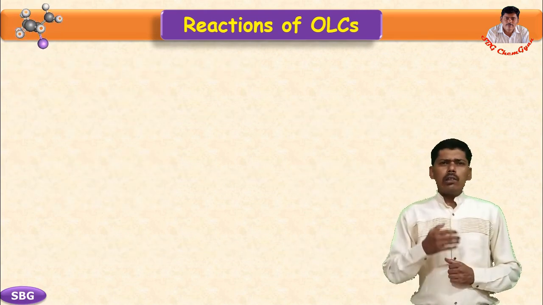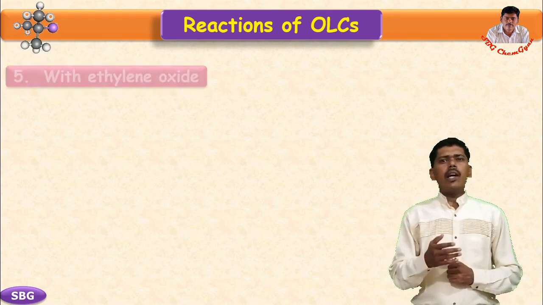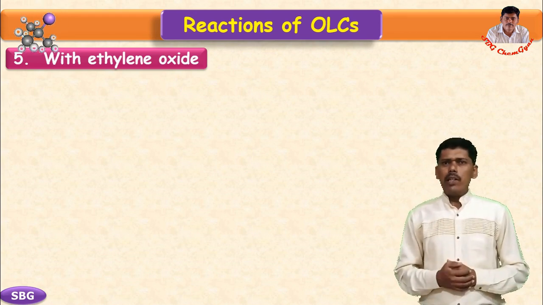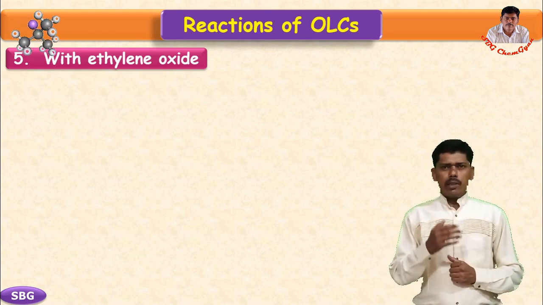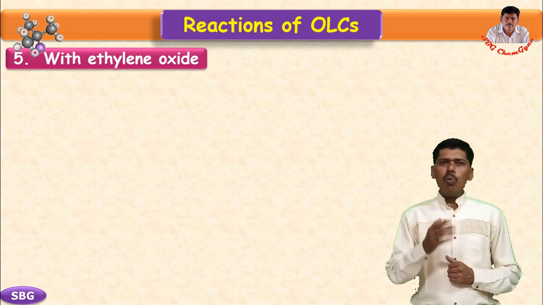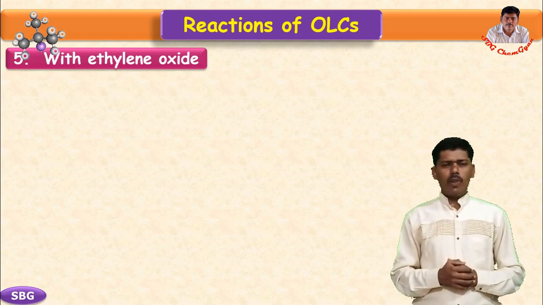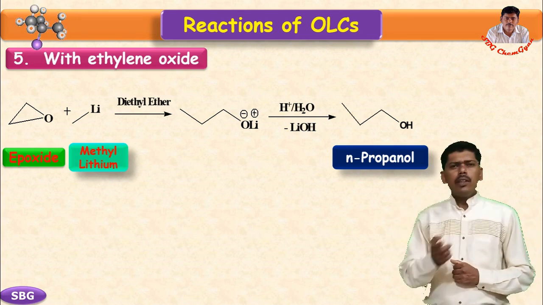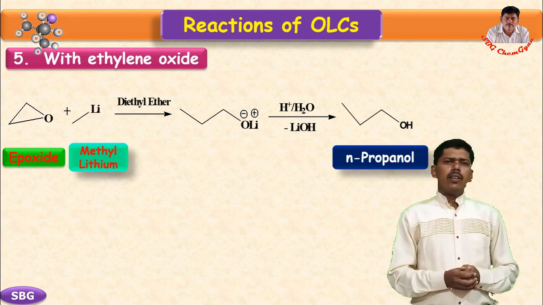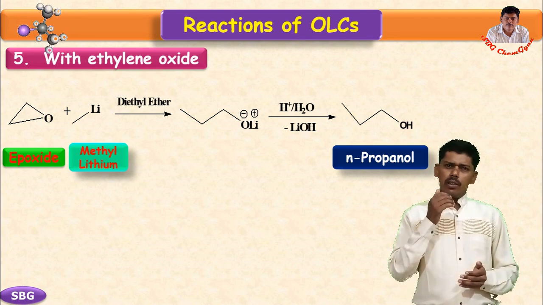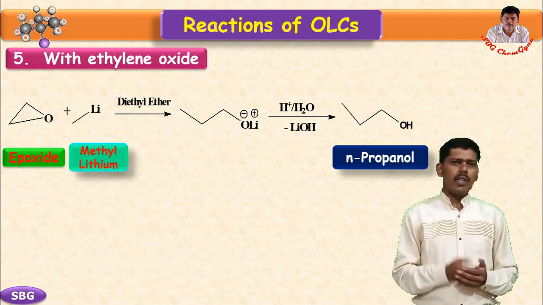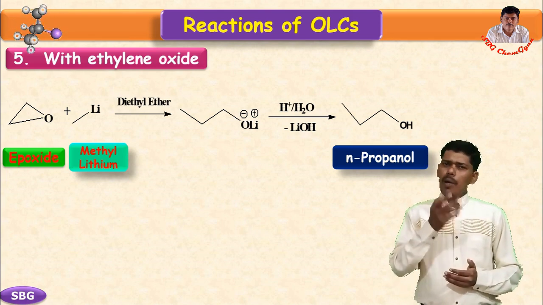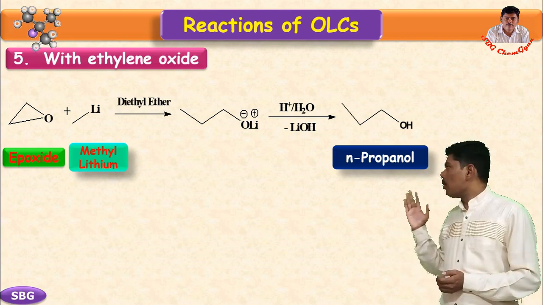Now we move on towards the next reaction, with ethylene oxide or epoxide. In this reaction, ring strain makes epoxide or ethylene oxide more reactive than ether. When methyl lithium reacts with epoxide in diethyl ether, this reaction breaks the three-membered cyclic ring of epoxide and forms an addition product, which on hydrolysis gives a primary alcohol, that is n-propanol.